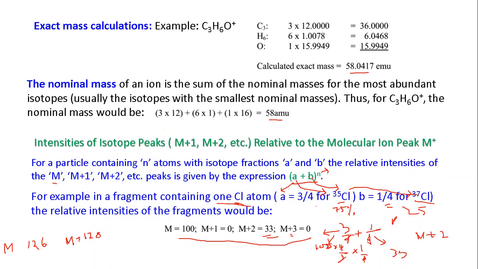Now you will see the peak due to 126, and you will see the peak due to 128, right? So what will be their intensity? What I'm telling is the intensity for 126 is 100%, and the intensity for M plus 2 will be 33%. That is my point.